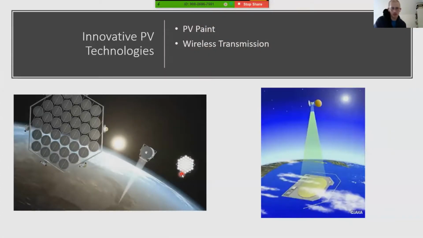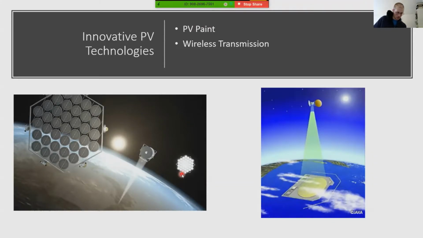Some innovative photovoltaic technologies that I came across were photovoltaic paint. That one is not ready for the commercial market yet, but there are several types of photovoltaic paint being developed. So I predict at least one of those will become commercially viable, and that's basically just what it sounds like. It's a special type of paint. You put it on the surface and then hook it up electrically, and it can generate power for you just like a solar panel would.